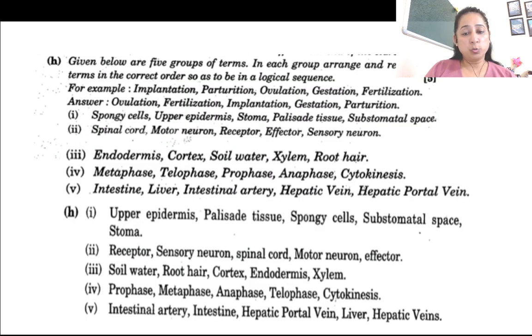Then we have the next group of answers. First is upper epidermis, palisade tissue, spongy cells, substomatal space and stoma. This I have explained in the previous video.